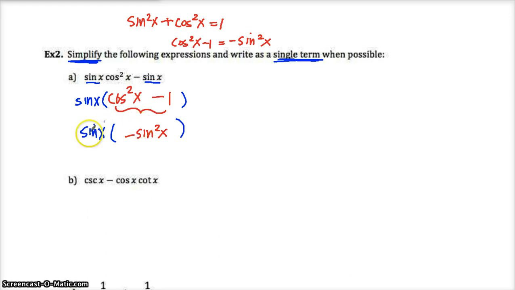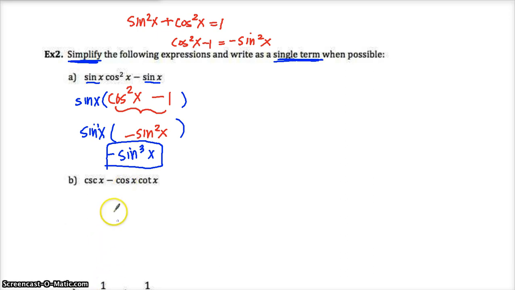So now what can I do? They're both in single terms. I can just multiply them together. Sine to the 1 times sine squared. We just get negative sine to the 3rd power x. So positive times negative is negative. Sine 1 times sine squared is sine cubed. And that's it.